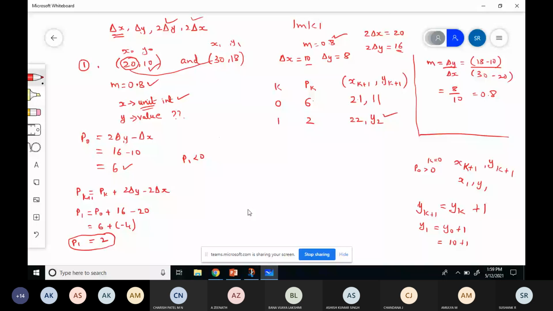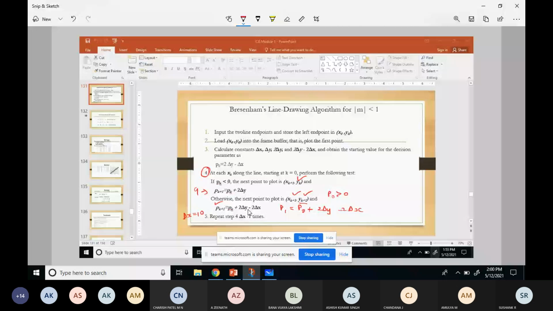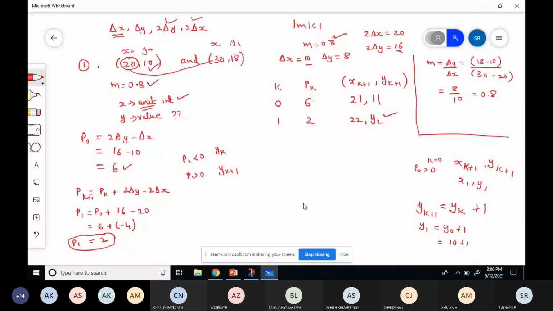If P1 is greater than 0, you have to select y of k plus 1. So let us see that is given in the algorithm. Less than 0, select yk; greater than 0, select y of k plus 1. So here also it is greater than 0, so you have to consider the next point, y of k plus 1. What is the previous value of y? 11. So 11 plus 1 will be 12.